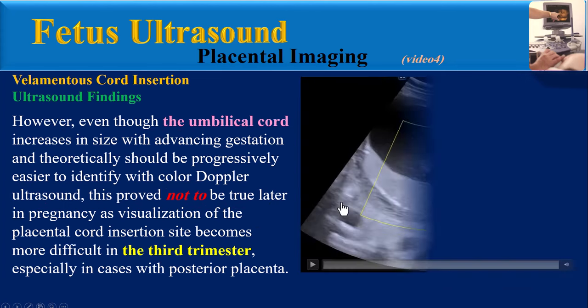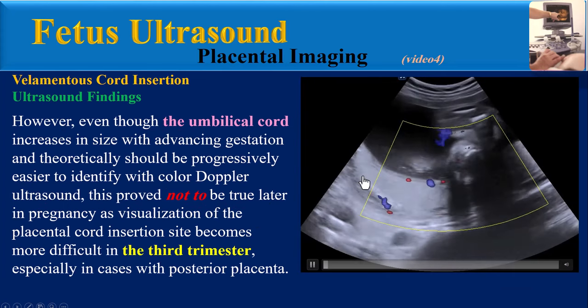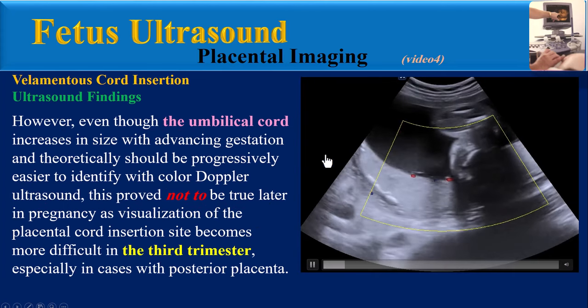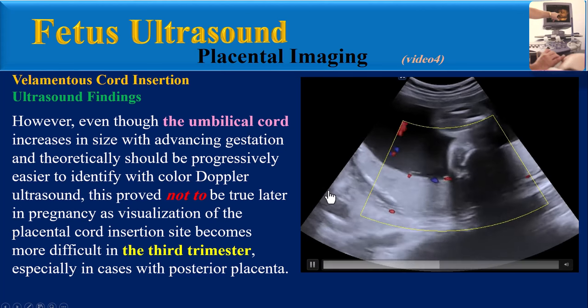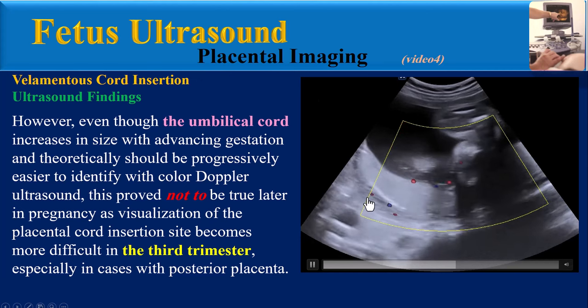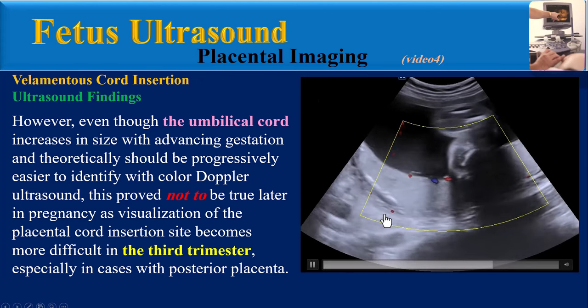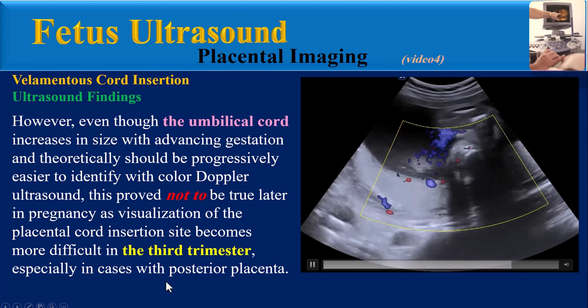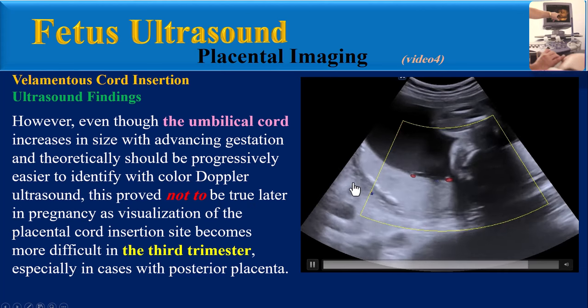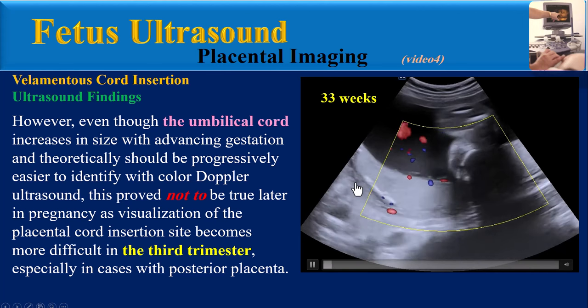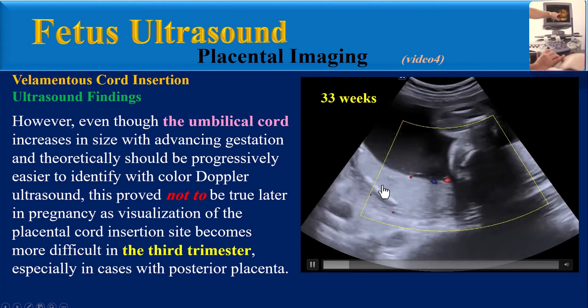However, even though the umbilical cord increases in size with advancing gestation and theoretically should be progressively easier to identify with color Doppler ultrasound, this proved not to be true later in pregnancy, as visualization of the placental cord insertion becomes more difficult in the third trimester, especially in cases with posterior placenta, as we can see in this clip.